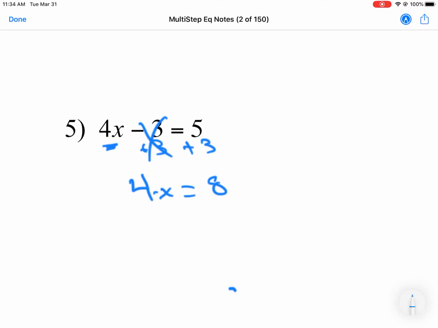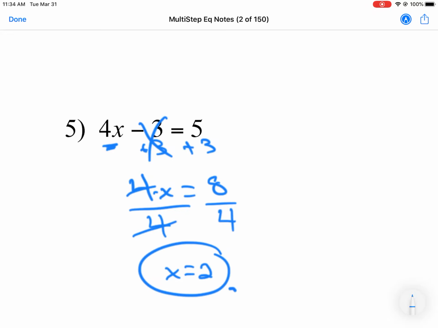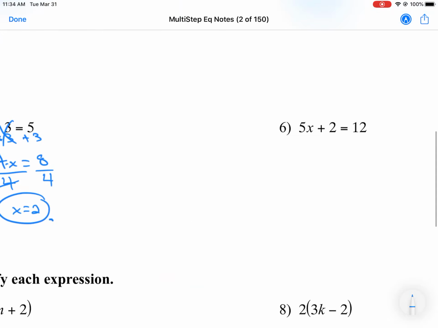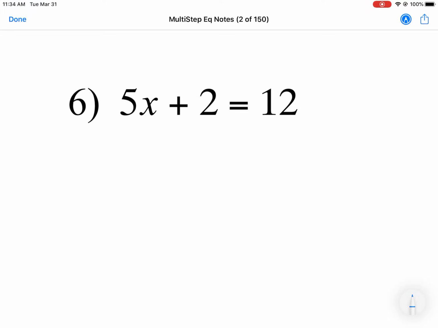Now, back to a one-step equation I just had before for number 3. 4x equals 8, that's multiplication. So I'm going to divide, because that is the opposite of multiplying by 4. Divide both sides by 4. Those cancel. x equals 2, because 8 divided by 4 is 2. So there we go.